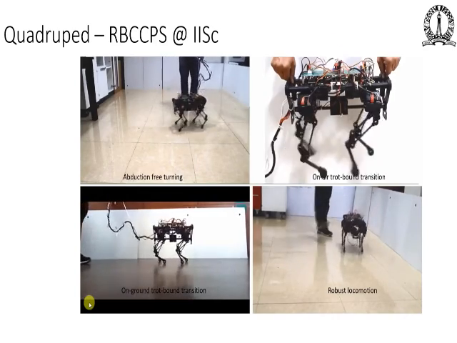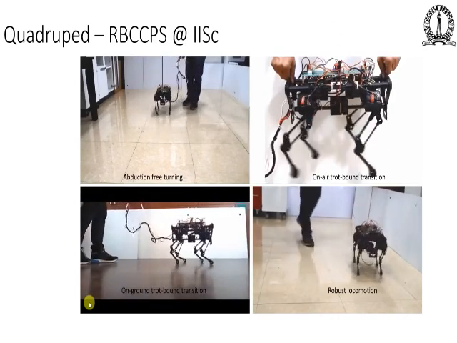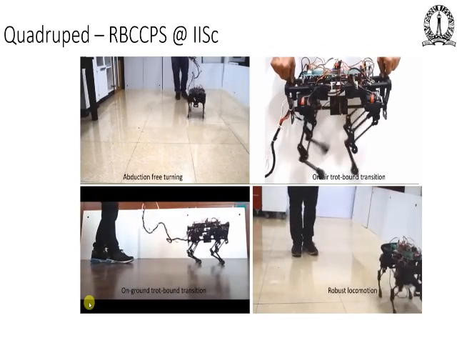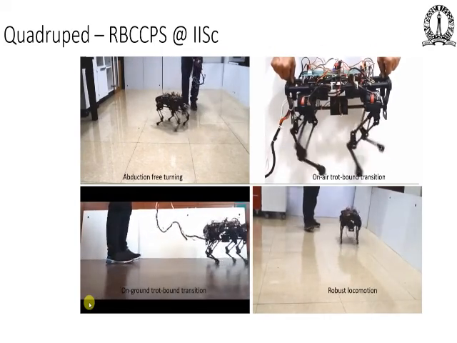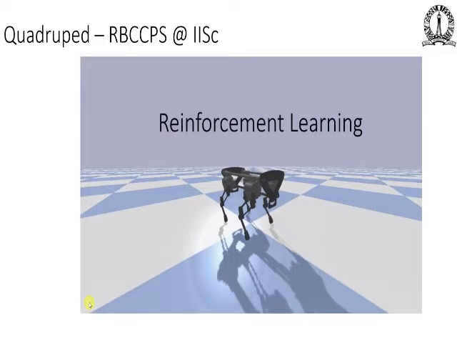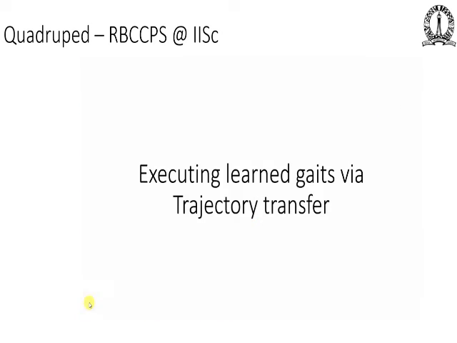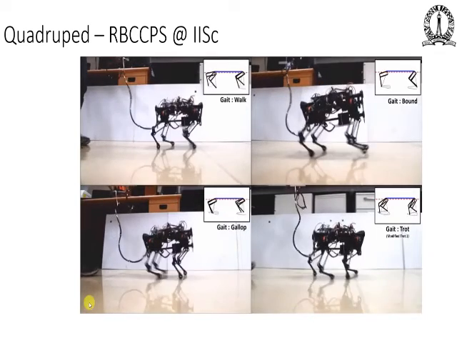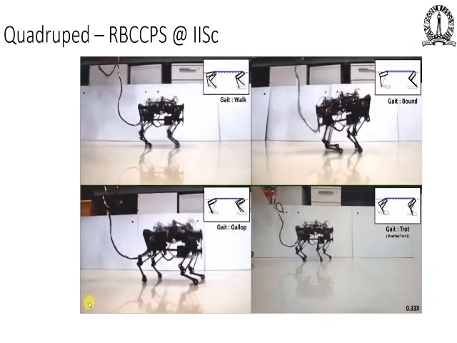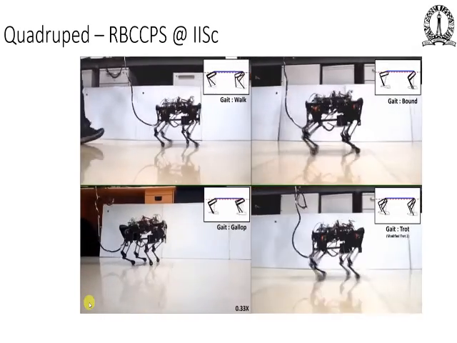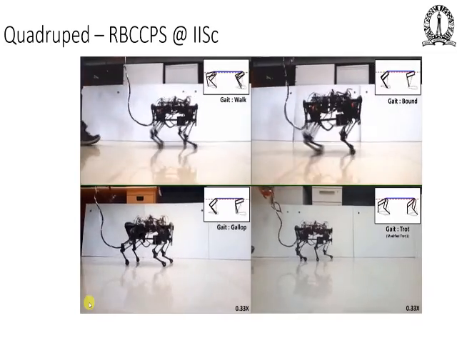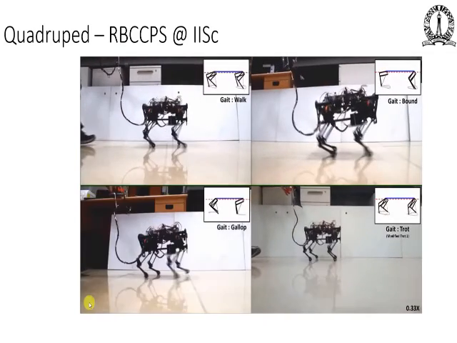We can show that it can turn, trot, and bound, and the motion is also quite robust, because even if you push it to one side, it will come back on its track. A large amount of learning and reinforcement learning is being done using some software tools. What you can see is that it has learned how to walk, bound, gallop, and trot, various kinds of walking it has learned.